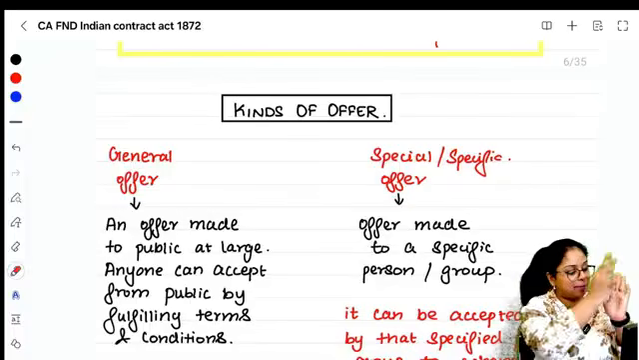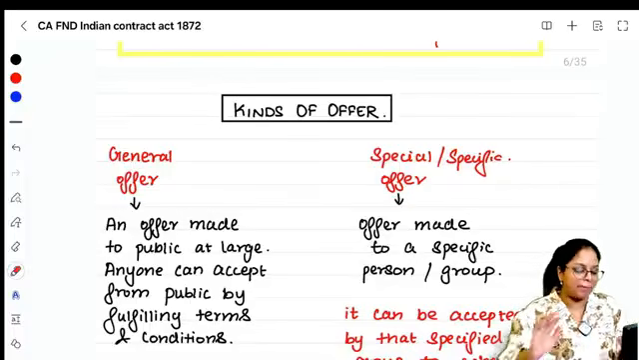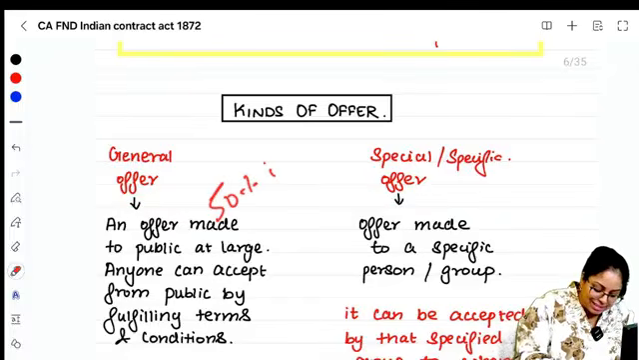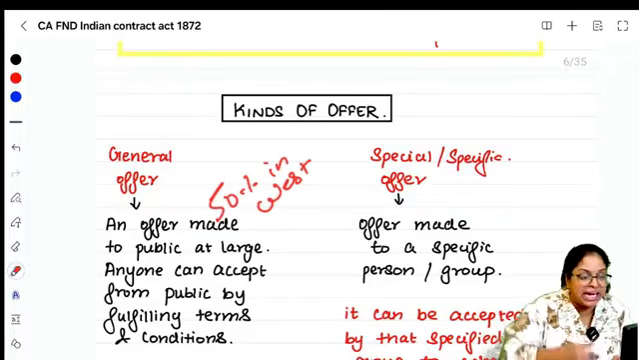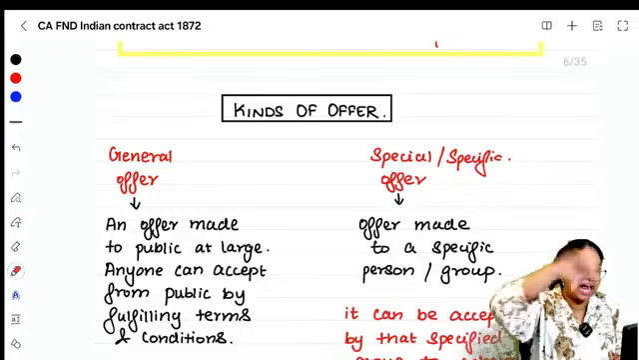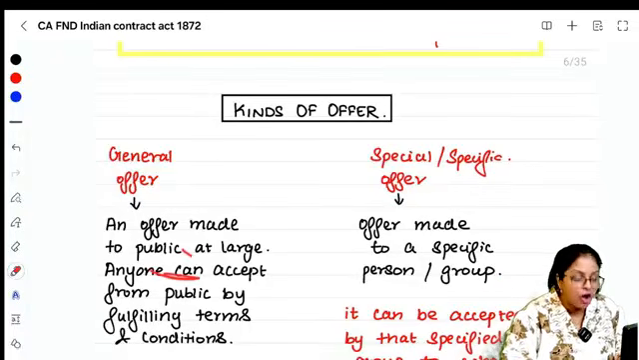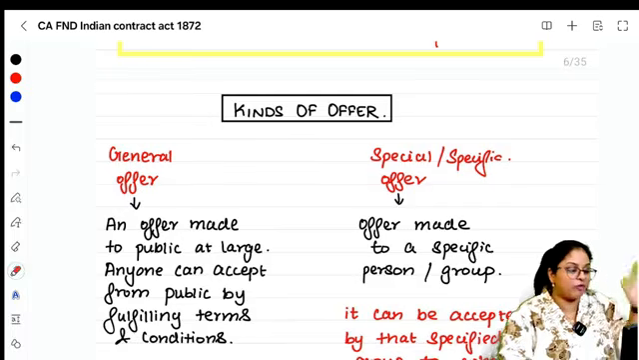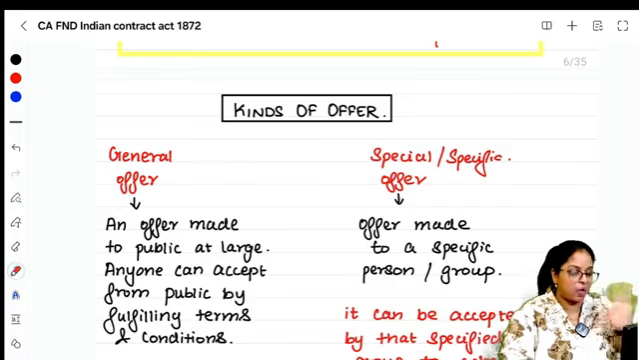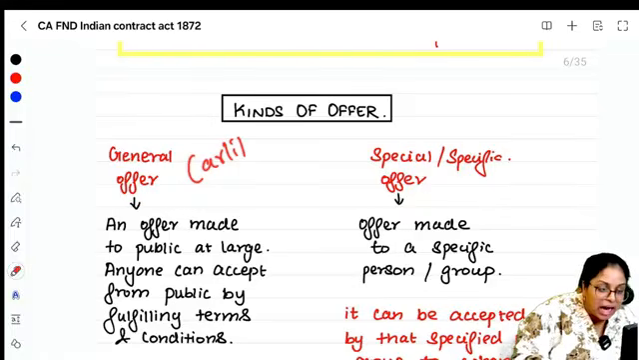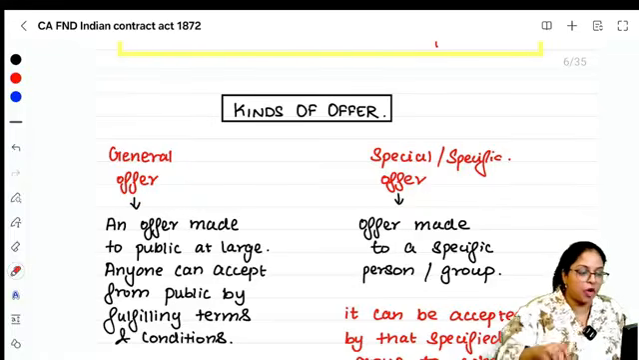For example, tomorrow you see an advertisement in a newspaper, 50% off in West Side. Anybody who goes to West Side and purchases will get the 50% off because it is a general offer. It is an offer which is open for the public at large. The classic case law for that is Carlill versus Carbolic Smoke Ball Company.